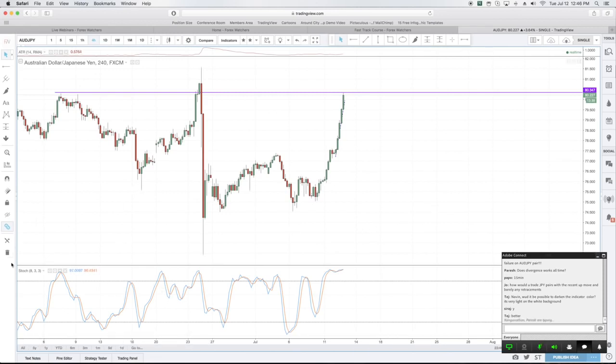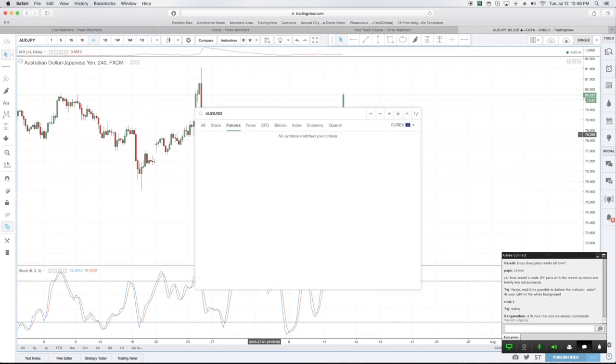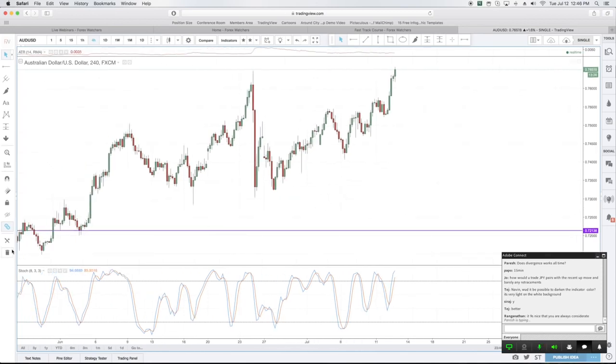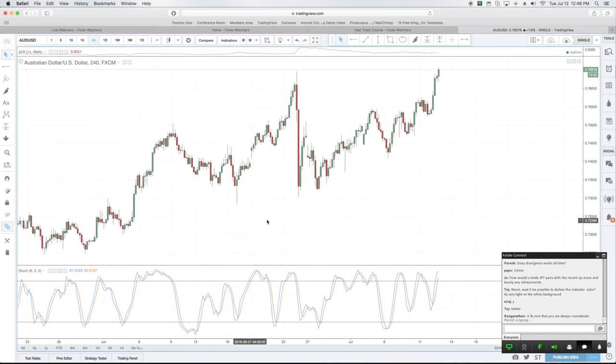Let's look at some examples. Okay, let's go to Aussie USD, for example. So we're on a 4-hour chart here. Now, I can do this. I can look as detailed as this, where I can say, here we go, that's a lower high.